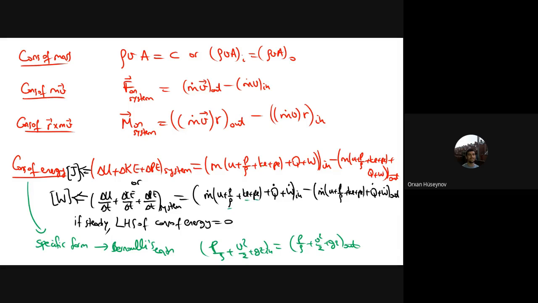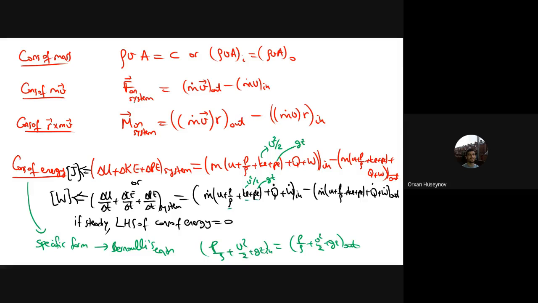Here, when I say kinetic energy, it is not mv squared by 2, it is v squared by 2. Because there is mass here, it would make mv squared by 2. Similarly here, it is gz, it is v squared by 2, and it is the gz.